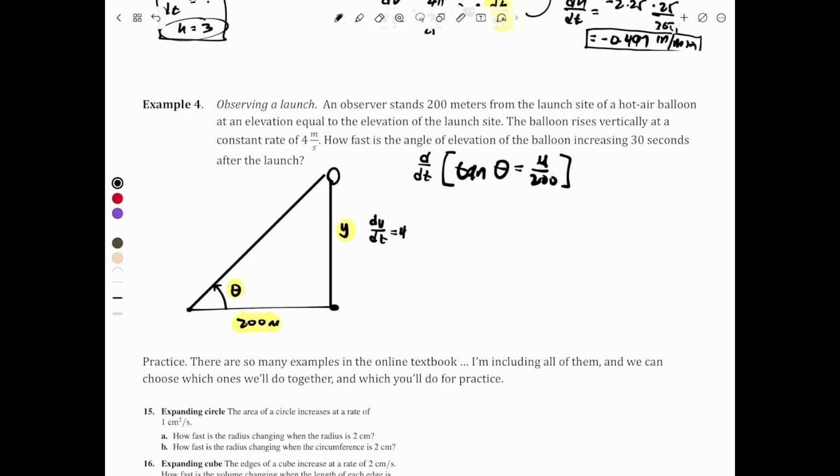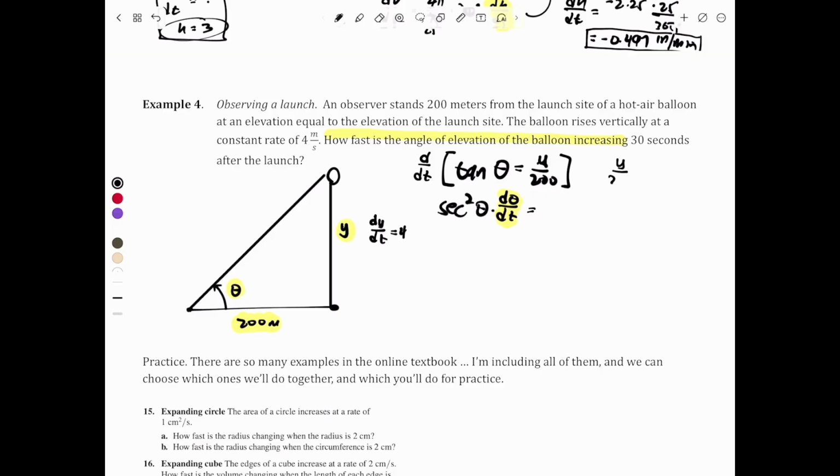Now, what we want to do is take the derivative of both sides with respect to time. The derivative of tangent of theta is secant squared of theta, but theta is not t, so it must get a d theta/dt. Good news, that's what we're looking for. It says how fast is the angle of elevation of the balloon increasing. That's this. Good. So we have secant squared theta d theta/dt equals the derivative of y over 200.